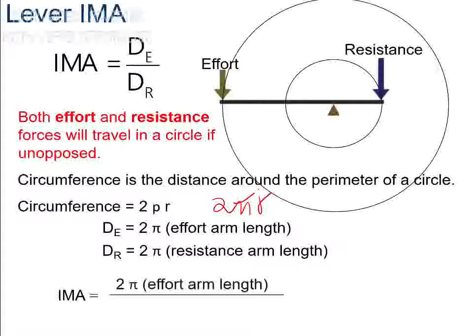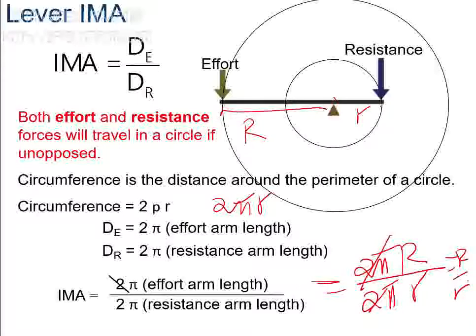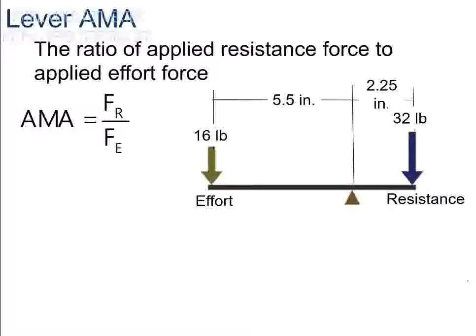And finally, the ideal mechanical advantage is equivalent to 2 pi times effort arm length divided by 2 pi times resistance arm length. If this distance is small r, and the distance from this up to this is capital R, then 2 pi times capital R over 2 pi times small r. Finally, the 2 pi cancels out, and capital R over small r is the equation we use to calculate the ideal mechanical advantage. And lever actual mechanical advantage is the ratio of applied resistance to the applied force.